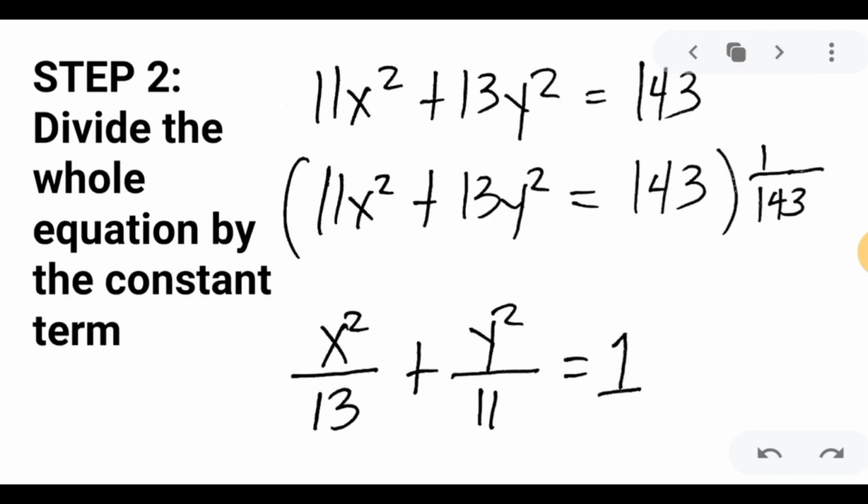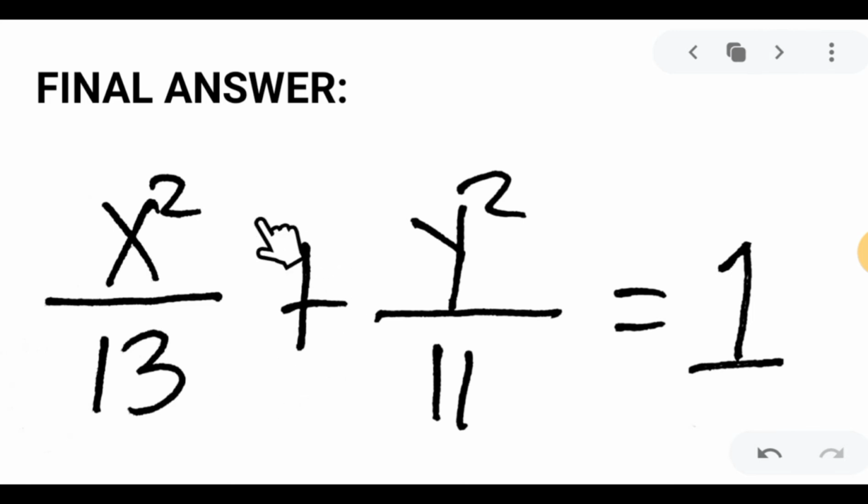And then step 2, you have to divide the whole equation by the constant term, which is 143, 1 over 143, such that you will be able to place the coefficient at the denominator so that you will be able to transform that into standard form. So 143 divided by 143, that is 1. 143 divided by 11, that is 13. Retain the x squared at the numerator, plus 143 divided by 13, that is 11. Retain the y squared at the numerator, and then you will have the final answer of x squared over 13 plus y squared over 11 equals 1.